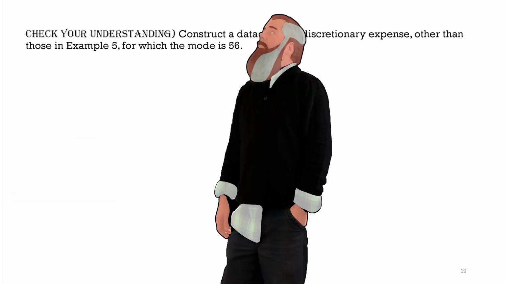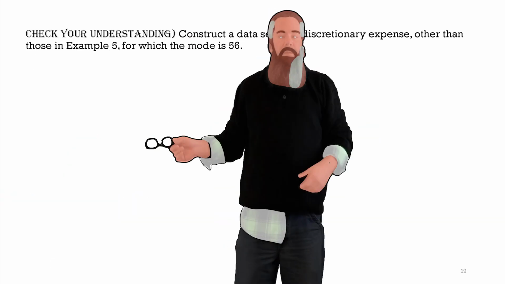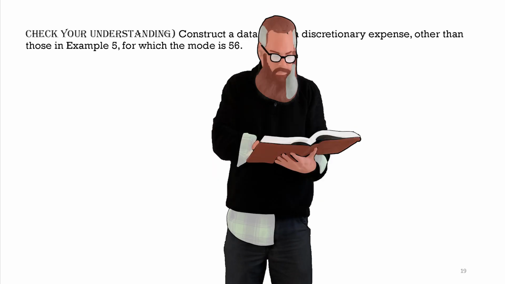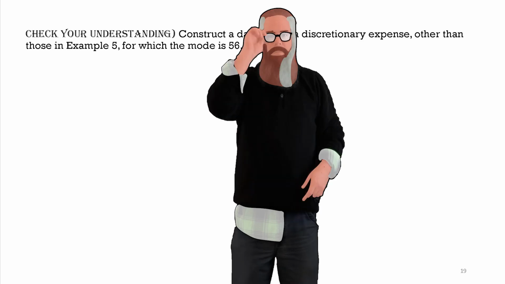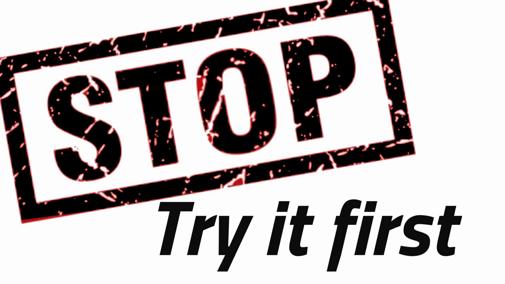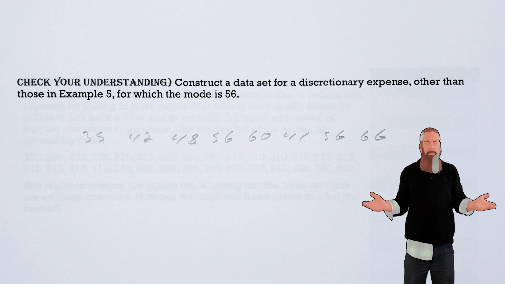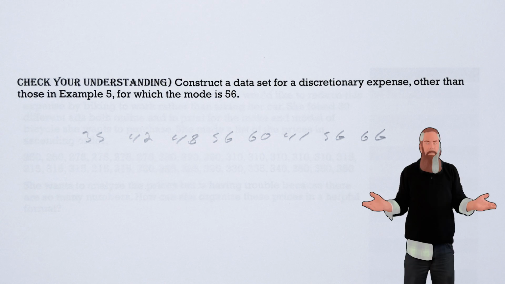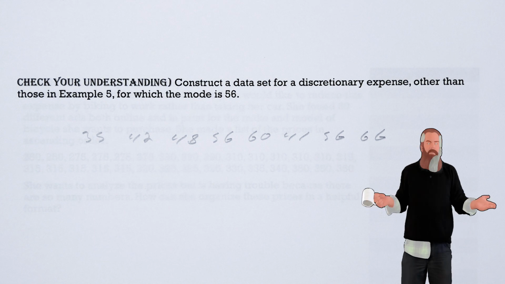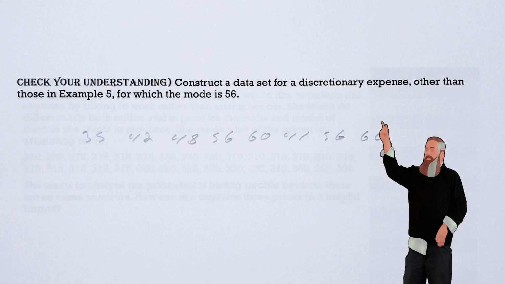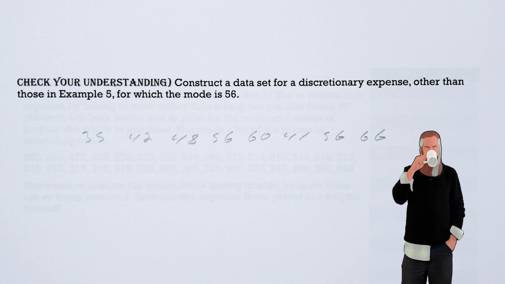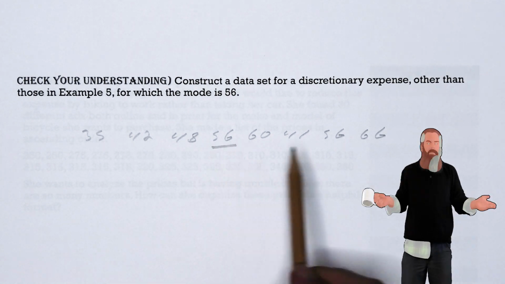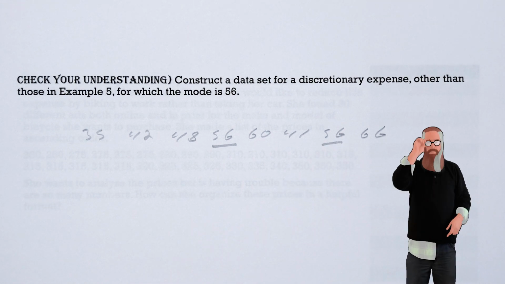votes would win. Now, let's check your understanding and construct a data set for discretionary expenses other than the one from example 5, for which the mode is 56. Now, answers can vary, and this is just an example. Cab fares from Central City to the airport can be $35, $42, $48, $56, $60, $41, $56, or $66. You can see that 56 occurs twice, which would make it the most frequently occurring.